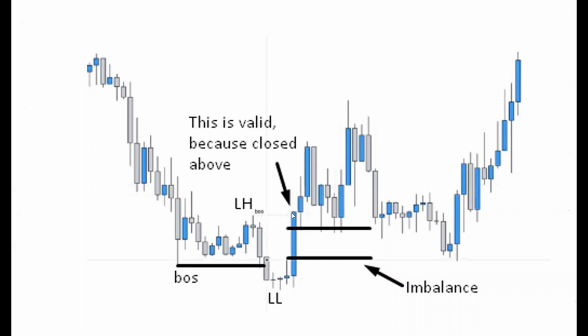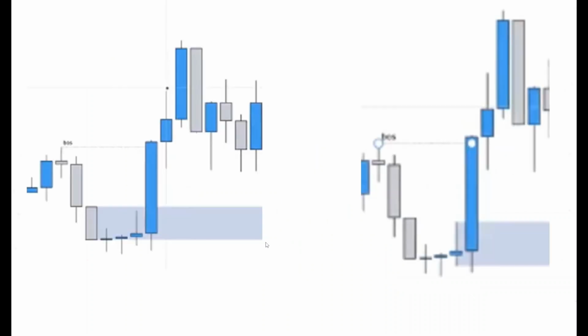Now for me, this would be a valid break of structure, because we had a candle body that closed above the wicks of this lower high. Once we got this, we left an imbalance as well. We have a momentous move showing us a change in market structure. We can then take the last down candle as our order block, which we can then obviously refine down to this candle here, because the momentum came in on the next candle, which broke structure.